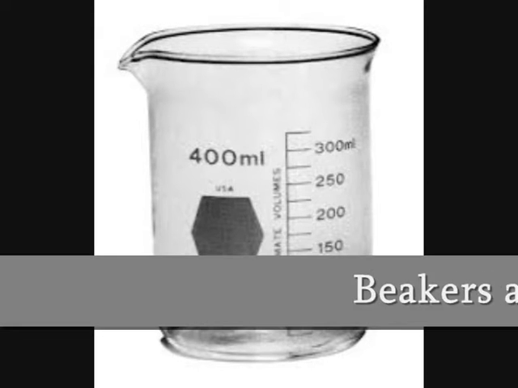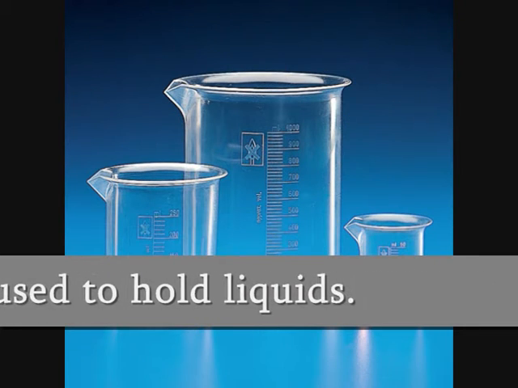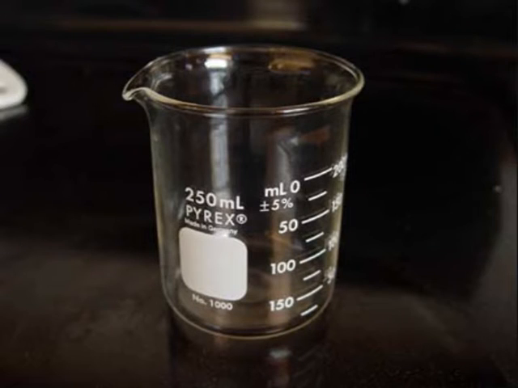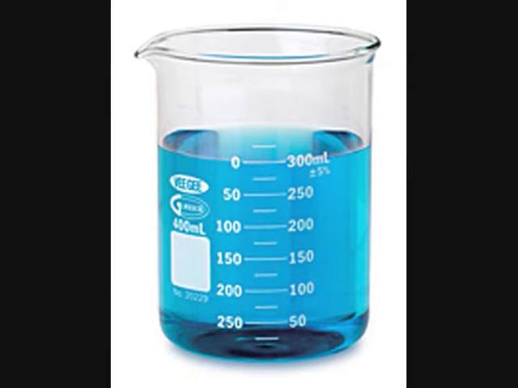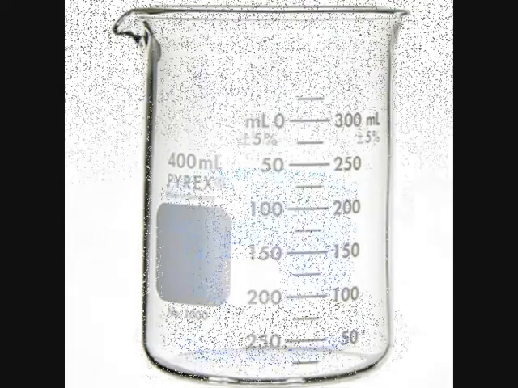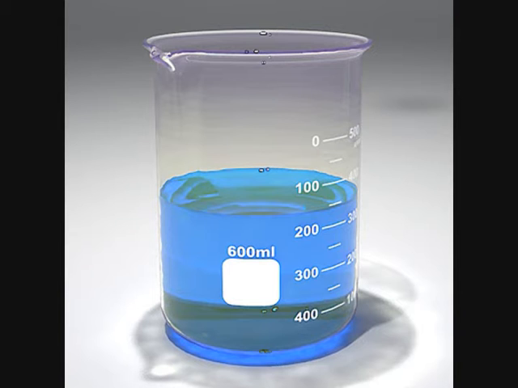Beakers. Beakers are used to hold liquids. They come in a variety of sizes and are measured in milliliters. The beaker is more of a broad measuring tool and does not give you an exact measurement. It is more of a holding tank for liquids than a measuring tool.